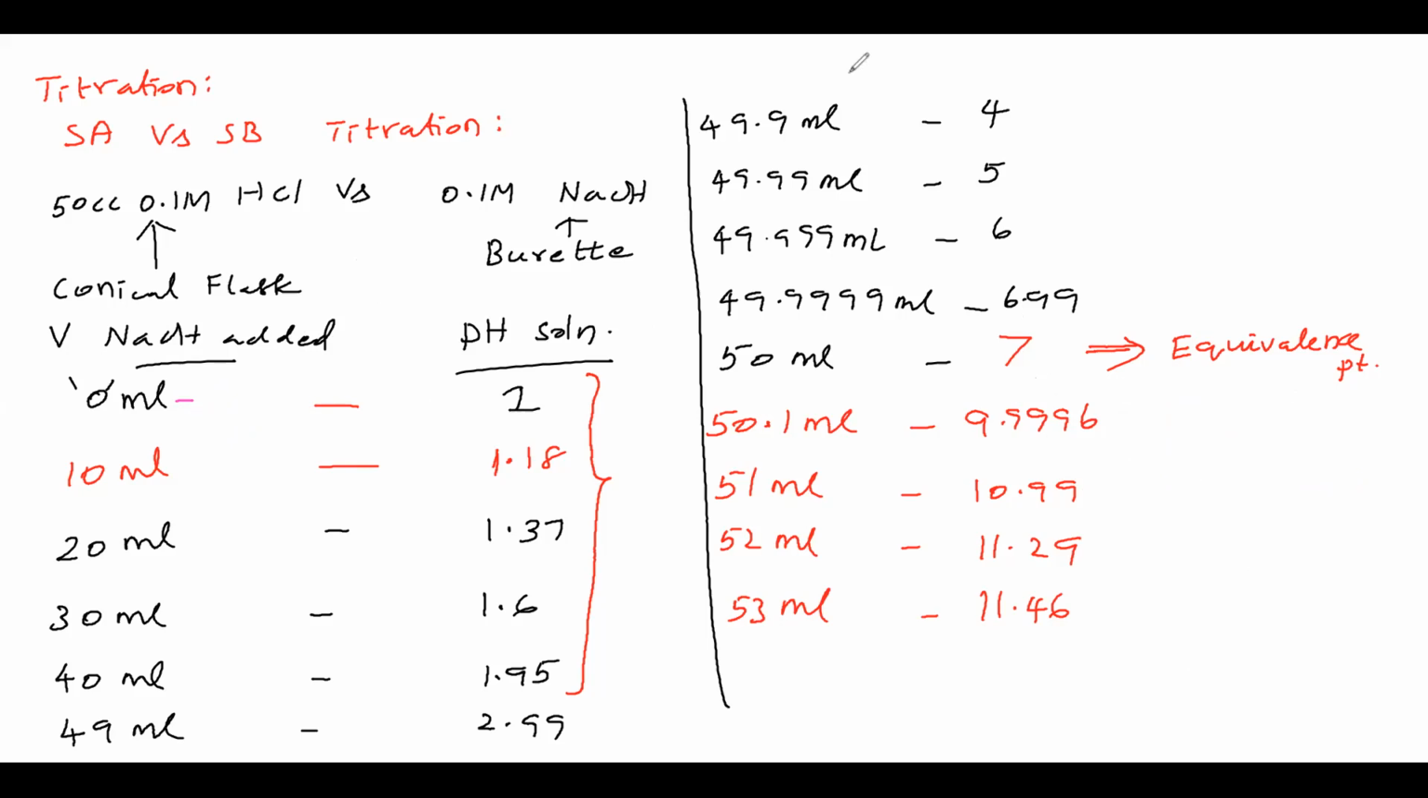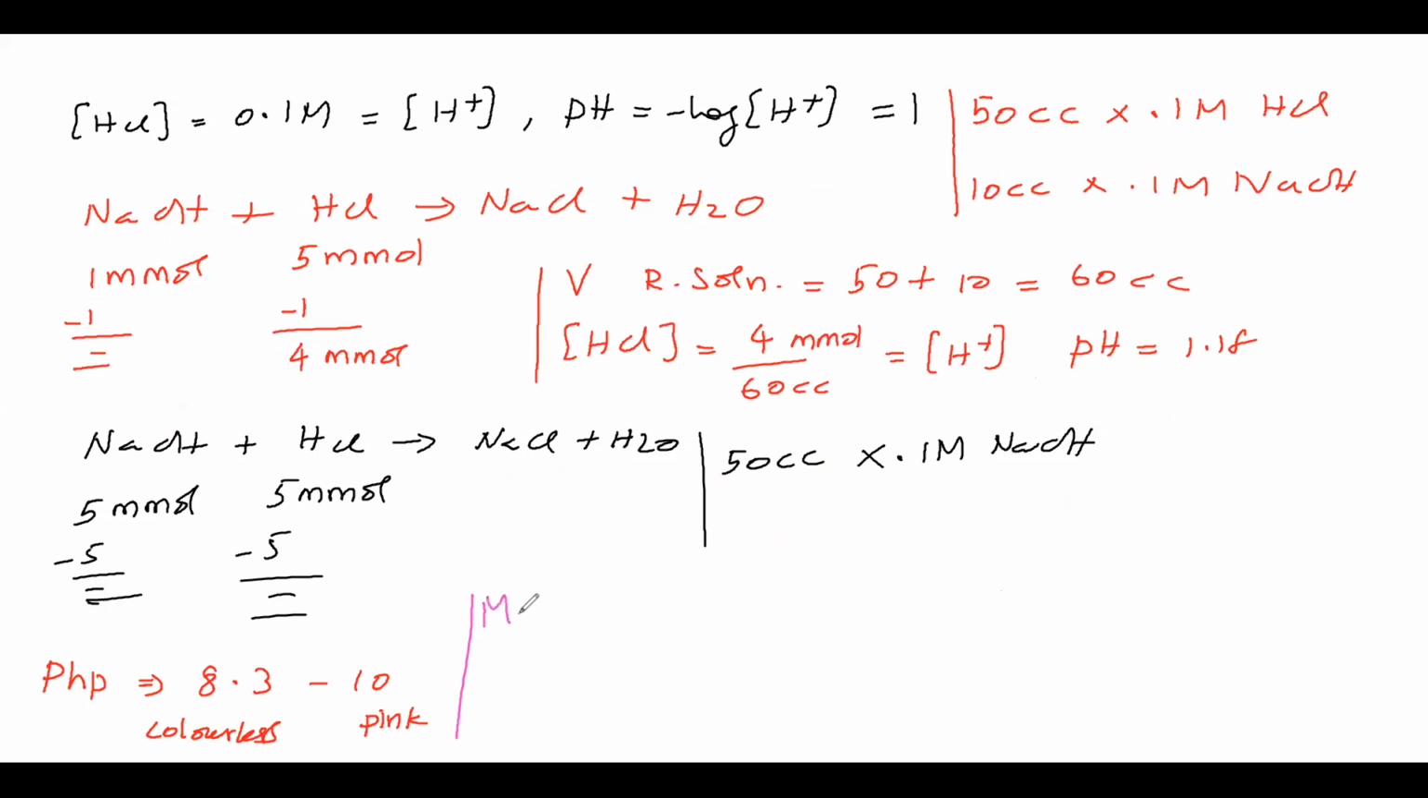Shall we see some other indicators? Can we use some other indicators or not? That we will see. Now we will take another indicator, methyl orange. For methyl orange, the pH range is 3.1 to 4.4.